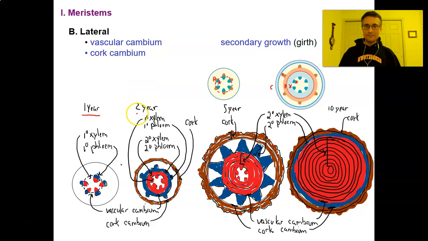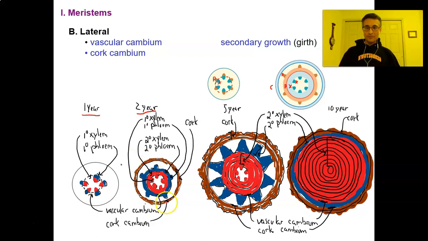In our second year, our vascular cambium has divided, and we've added a second year of xylem. So this is our first year of primary xylem. We added a second year of phloem, and this is our first year of secondary phloem. Our primary xylem and phloem still haven't gone anywhere. They're right here in these particular bundles, but they're getting pushed apart by the secondary xylem and the secondary phloem.